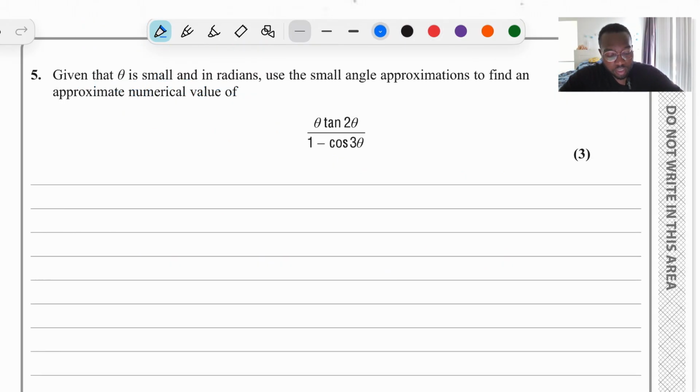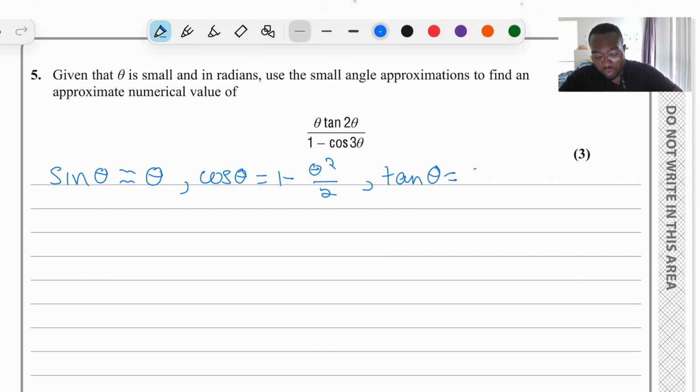So with this question, we are told that theta is small and in radians, use the small angle approximations to find an appropriate numerical value. Okay, so this is in the formula booklet for you, but I'll just write it here. We know that when theta is small and in radians, we can say that sine theta is equal to theta. We can say that cos theta is equal to 1 minus theta squared over 2, and then tan theta again is approximately equal to theta, okay?